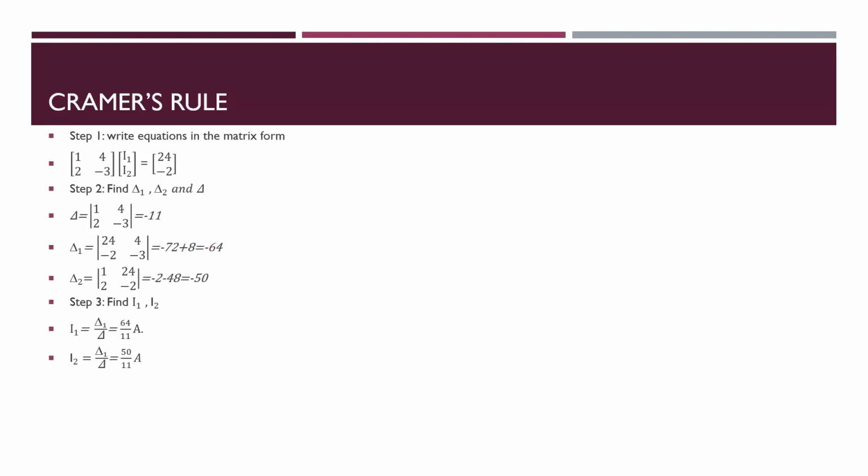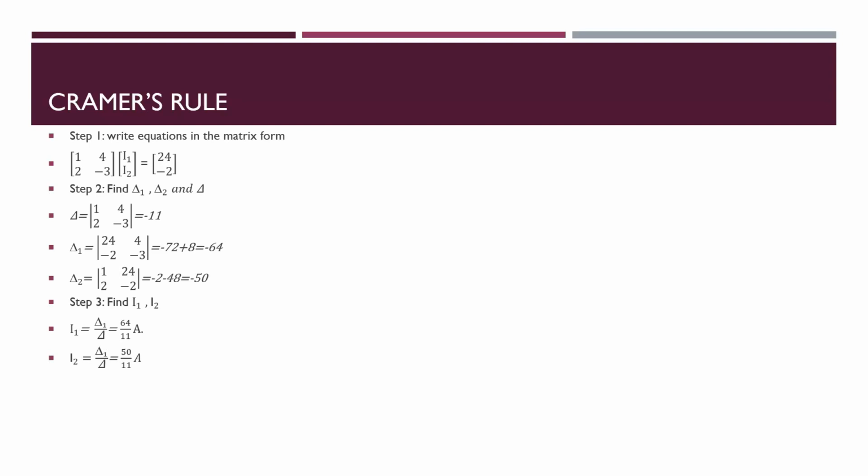The same equations I have written in matrix form for Cramer's rule. In step 1, these are the coefficients of equation 1, 1 and 4, and the second equation has coefficients 2 and minus 3. So 1 is the coefficient of I1, 4 is the coefficient of I2, 2 is the coefficient of I1, and minus 3 is the coefficient of I2. I have written the equations like this in matrix form, and the right hand side constants are written.